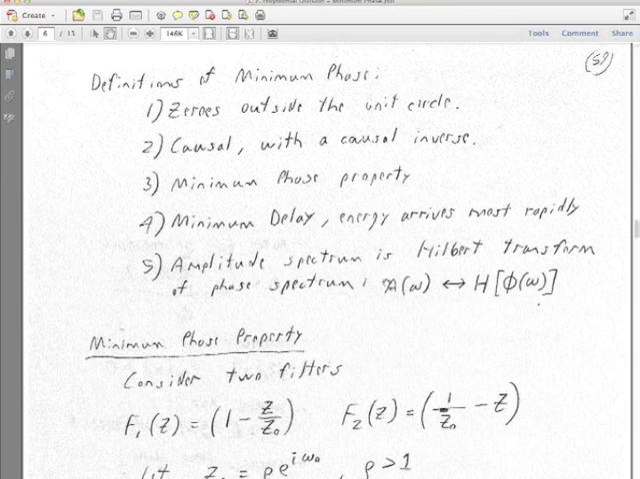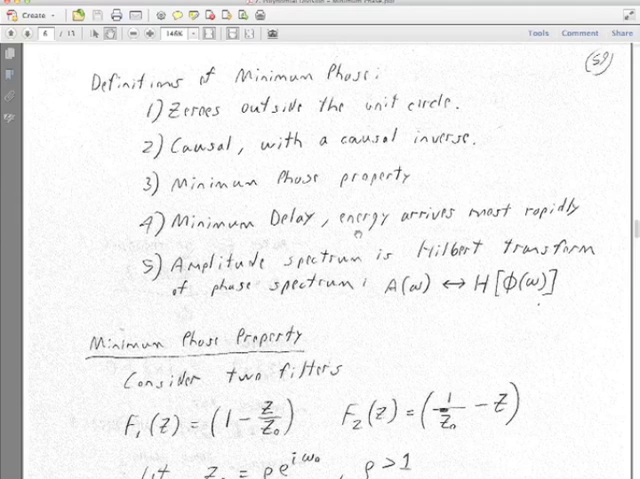if we interchange time and frequency, then we're talking about, for the minimum delay, energy arrives most rapidly in time. I hope I explained most rapidly compared to what? Okay, so we have a bunch of wavelets that have the same power spectrum, and there's an infinity of wavelets that have the same power spectrum. They all have different phase spectra. They have the same amplitude spectrum, but different phase spectra. So the energy arrives most rapidly.